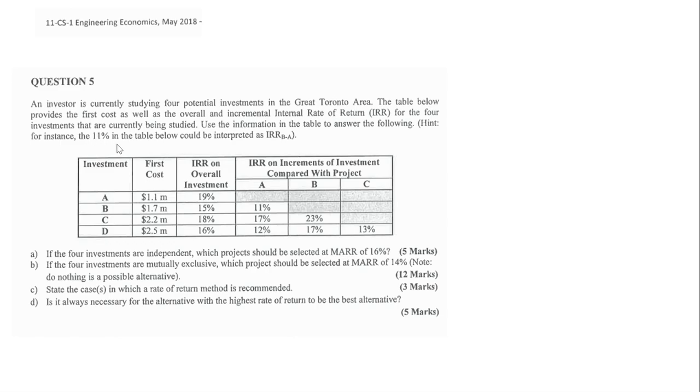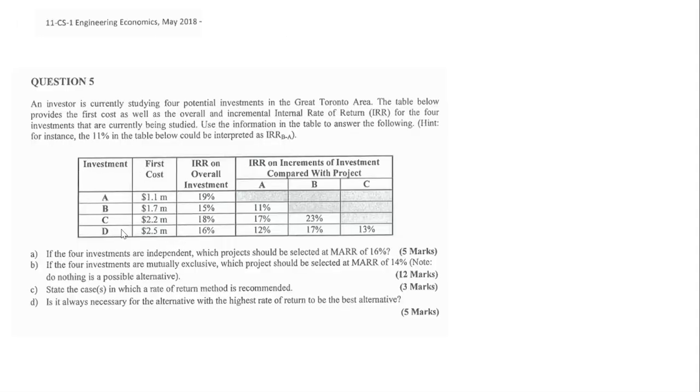Hint: 11% in the table below could be interpreted as IRR BI. Yes, it's talking about this one. For example, the IRR between A and B would be 11%. IRR between A and C would be 17%. And for example, IRR between B and C would be 23%. And so we have 4 different investments. The first cost is different, and IRR on overall investment is 19, 15, 18, 16. And this is comparing them together.